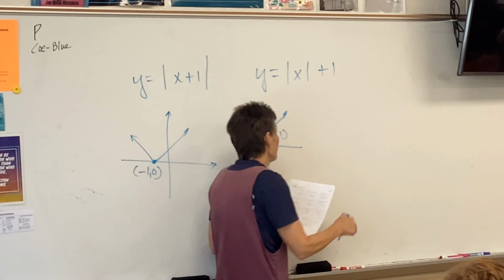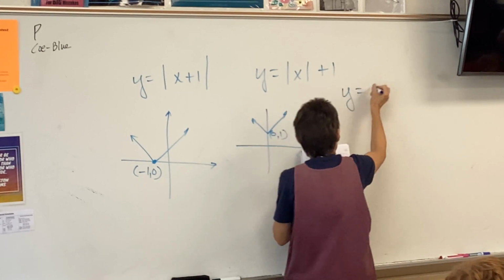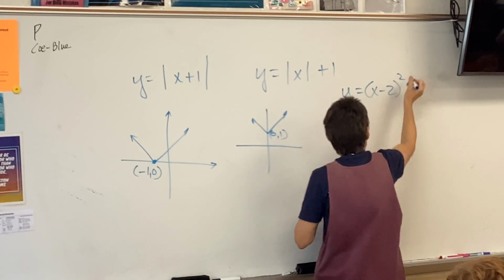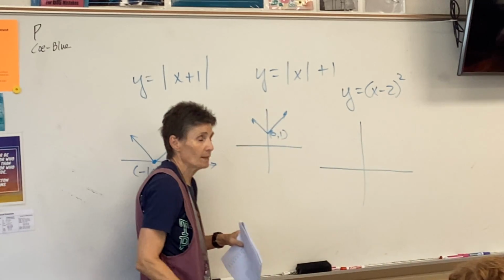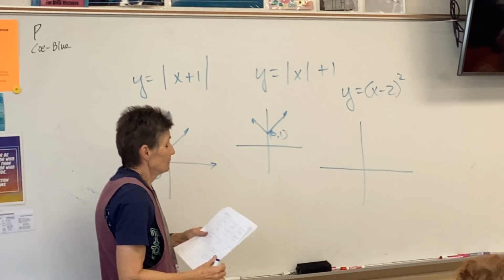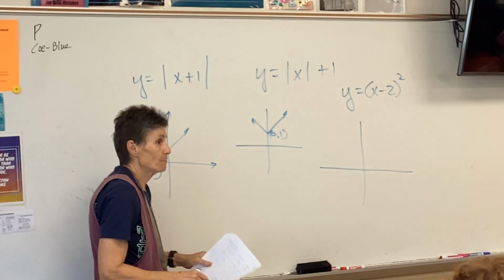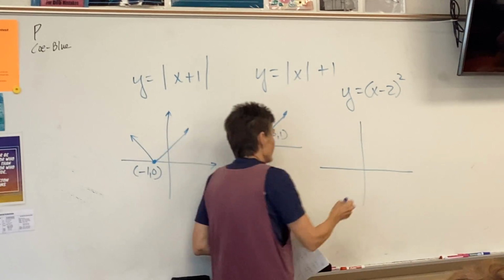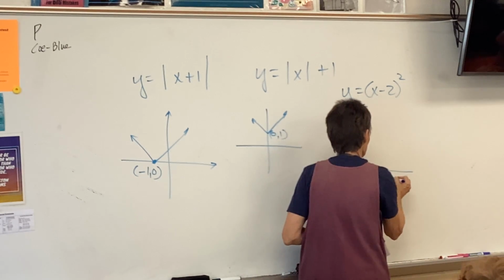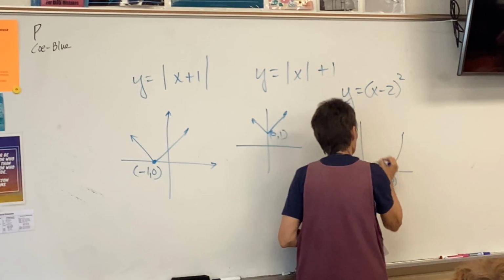Alright, what about the next one? What shape, first of all? Parabola. Where is it? Right one, or right two. Right 2. So you're gonna label that point 2, 0, you're gonna draw your little parabola in, and you're done.